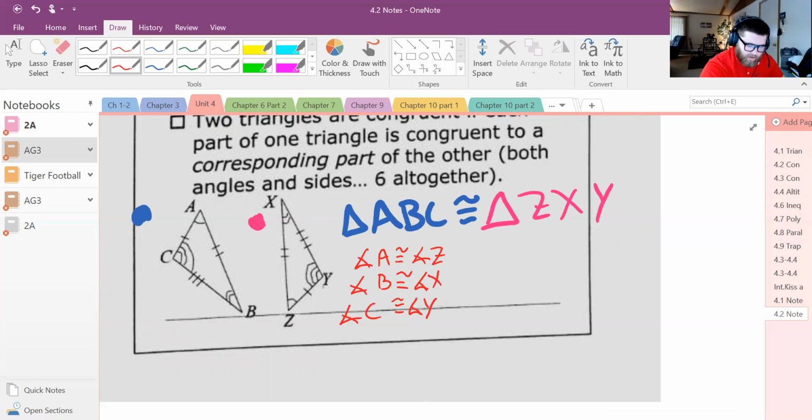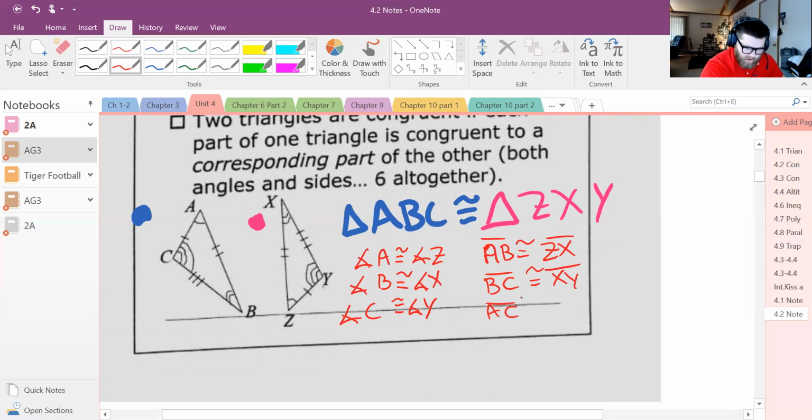Okay, now to the sides. So side AB is congruent to side ZX. We just talked about that, right? Side BC is congruent to side XY. Okay, and then also side AC is congruent to side ZY. Okay, that's 6 things.